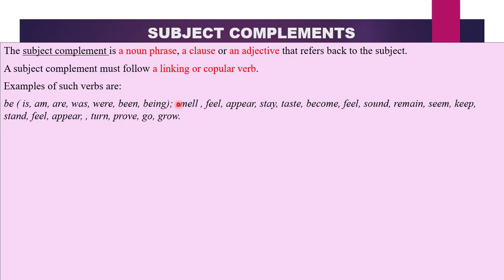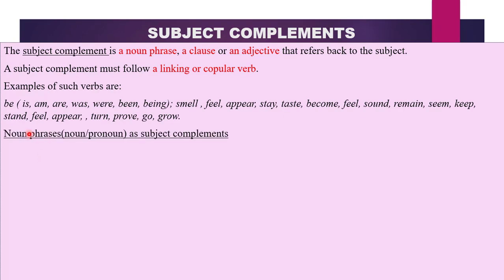So if you don't see a linking verb, don't think about a subject complement. Other linking verbs are smell, feel, appear, stay, taste, become, sound, remain, seem, keep, stand, turn, prove, go, grow. So whenever noun phrases, clauses or adjectives come after these linking verbs, they will function as the subject complement and not an object. So take note. It depends on the type of verb that we have in the sentence. If we have a linking verb, then the elements that will come after it will become a complement. But if we have a transitive verb, they will become an object.